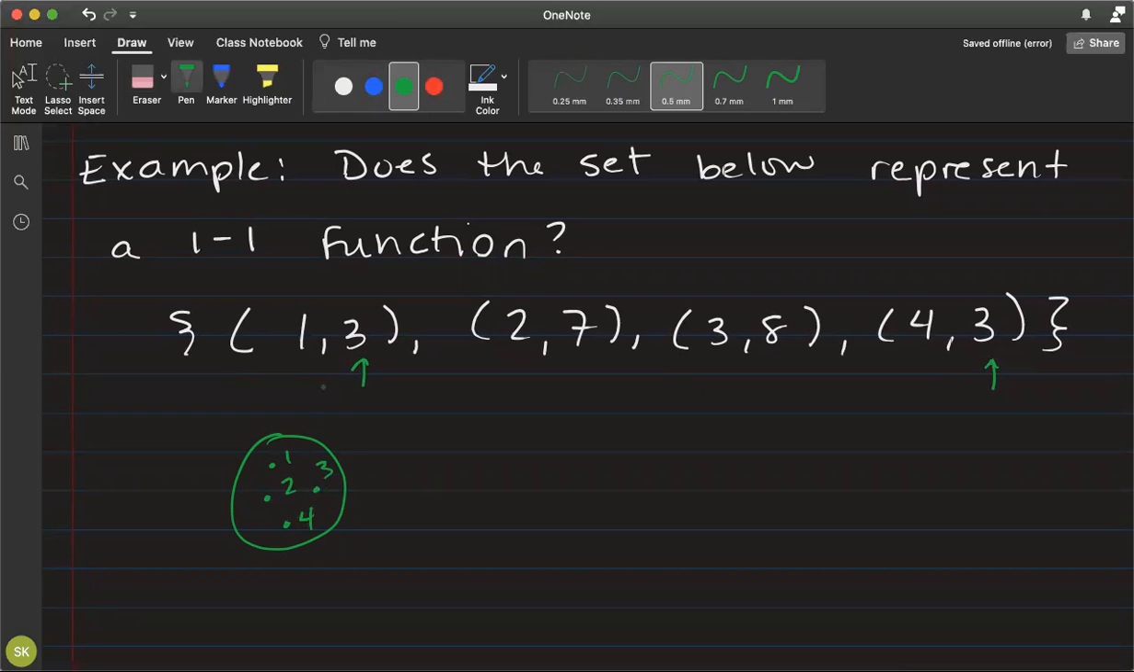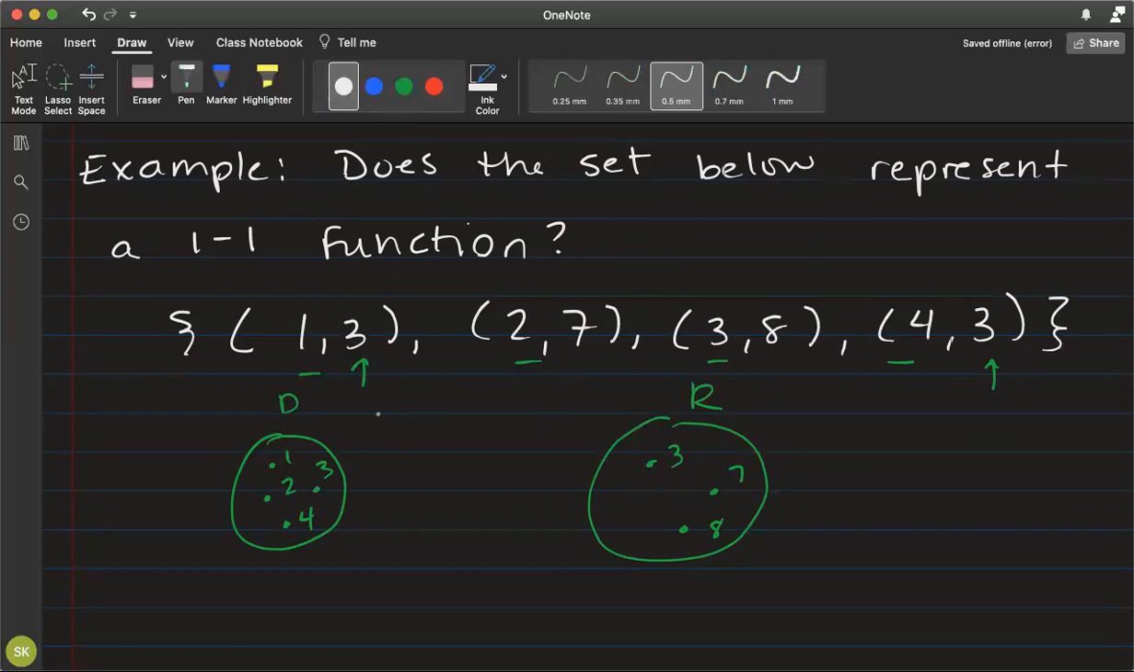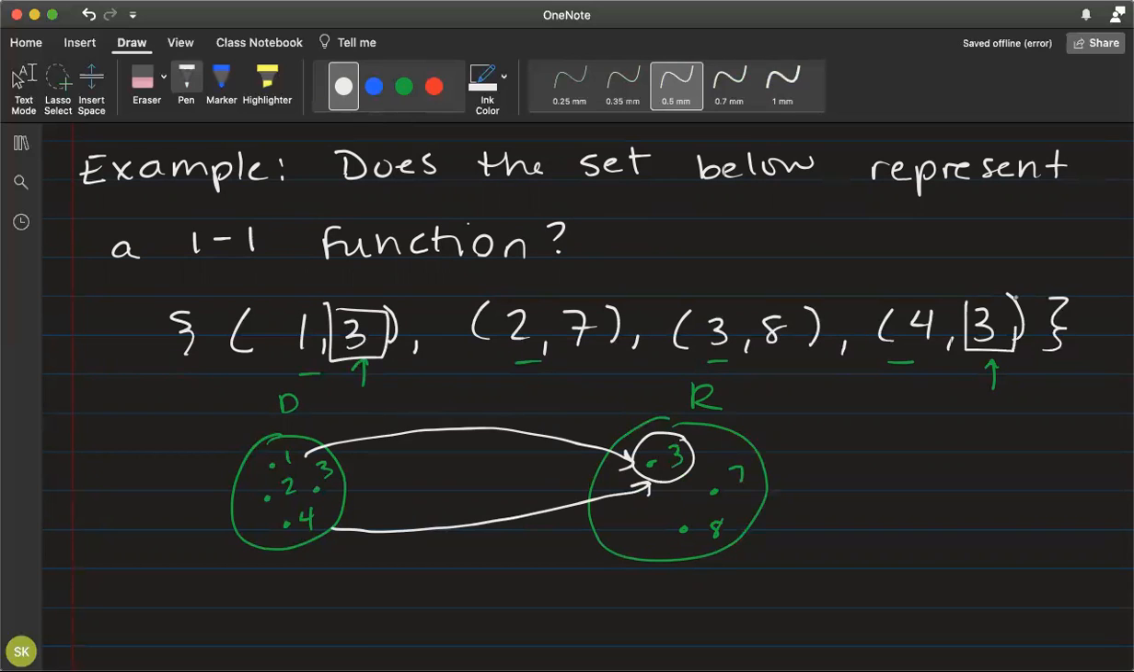We have 1, 2, 3, 4. Those are the numbers in the domain. And 3, 7, 8, and 3, those are the numbers in the range. And you can make a mapping. You can say 1 goes to 3, but also 4 goes to 3. And you can see I have 2 arrows going to the same number. I'm repeating this number here, so it's not a one-to-one function.